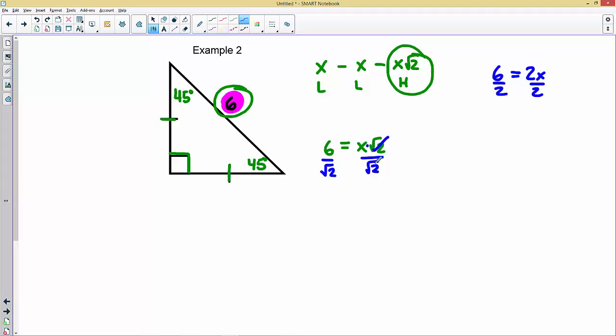Okay, and of course this reduces. That's the whole purpose that we did it. And I'm left with x, right? So I'm just left with x, which is good. Now this is actually the right answer, 6 over radical 2. It's just in the wrong form.